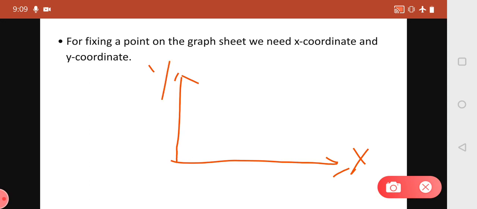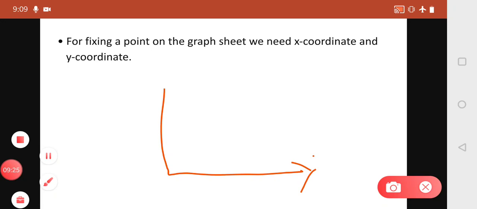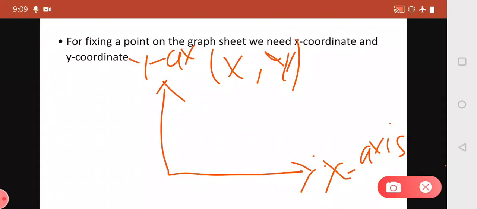Means we need 2 values, that is x and y. This is your x-axis and this is your y-axis. So for x coordinate and y coordinate, we need 2 values to be plotted. This is called the x-axis, that is our horizontal line, and your vertical line is called the y-axis. For fixing a point on the graph sheet, we need two coordinates, that is x coordinate and y coordinate. Means what is the value of x and what is the value of y.